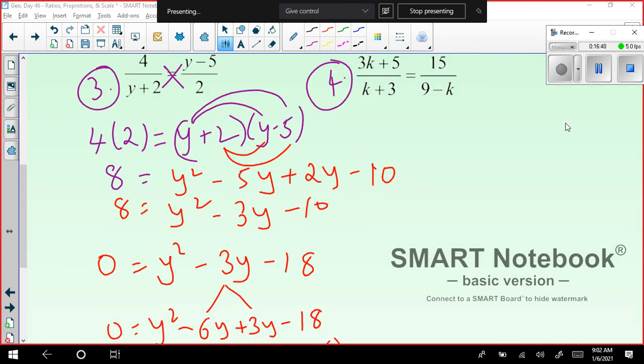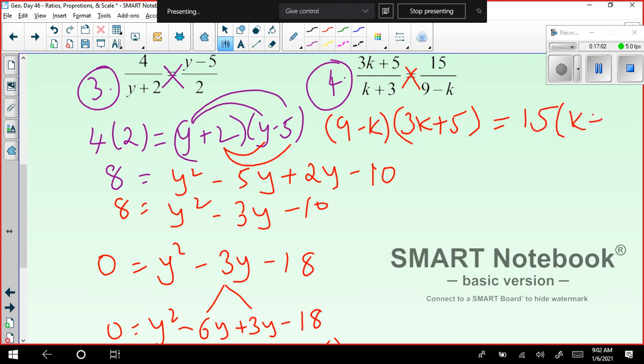We'll start the same manner. We have to do cross multiplication over here as well. So multiply 3k plus 5 times 9 minus k equals 15 times k plus 3.